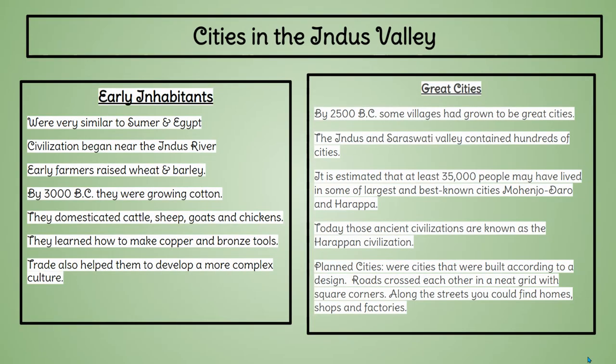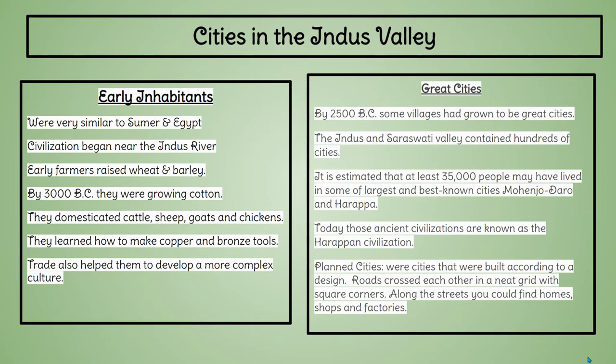So the early inhabitants were very similar to those in Sumer and Egypt. Like Sumer and Egypt, early civilizations began near water, and in this case, it was the Indus River. Early farmers raised wheat and barley, and by 3000 BC, they were able to start growing cotton. They domesticated cattle, sheep, goats, and chicken. They also learned how to make tools out of copper and bronze, and they also helped to develop a more complex culture.